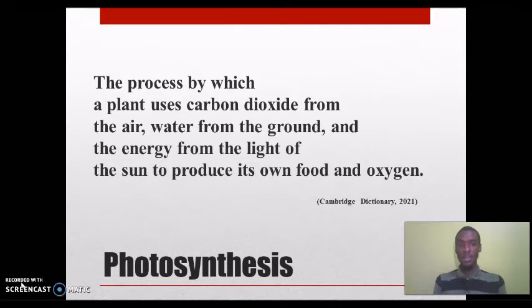So a herbivore would eat the plant, and then the herbivore is eaten by a carnivore, and that's how food is transferred initially from plants to all other organisms. So plants are important because they produce food for all organisms, and they produce food by photosynthesis. So this is the importance of photosynthesis.